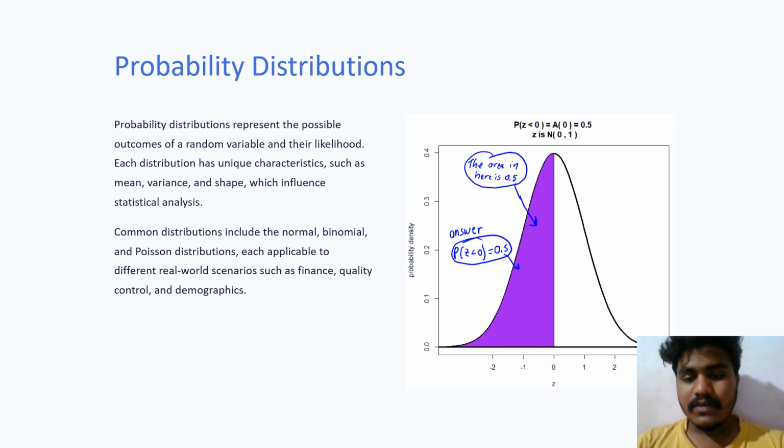We can see the graph here. The theorem is here at 0.5. Answer: z greater than 0 is 0.5. Probability distribution.